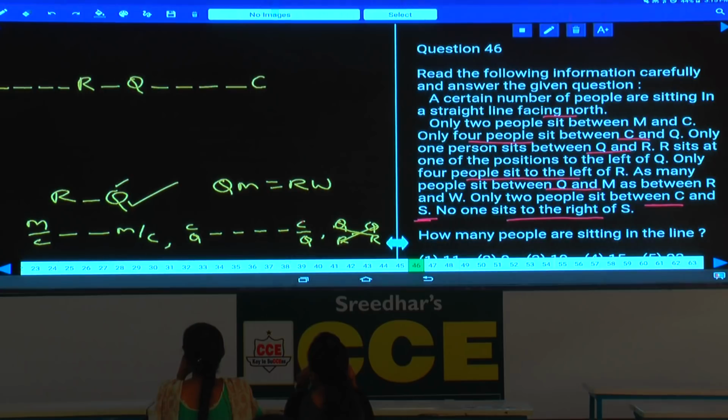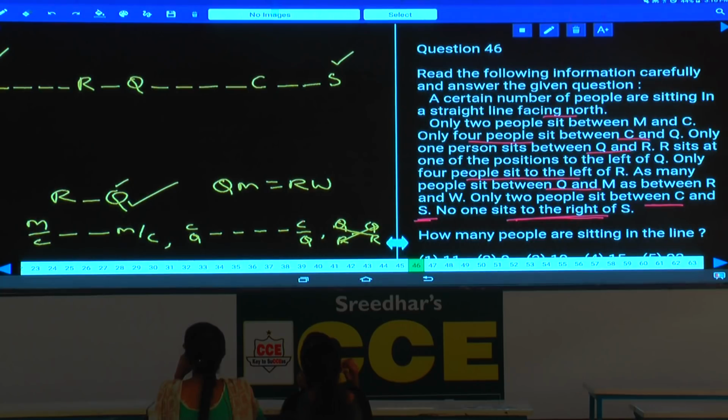Only two people between C and S. As only two people between C and S, we can take S at this place. S at this place, that is one possibility. Only two people between C and S, S can be here. This is one possibility. At the same time, no one sits to the right of S, and S cannot be here, isn't it? That means S must be at that corner. If S is at this corner, now we have fixed this, S at this place, left extreme and the right extreme, these two were fixed, isn't it?